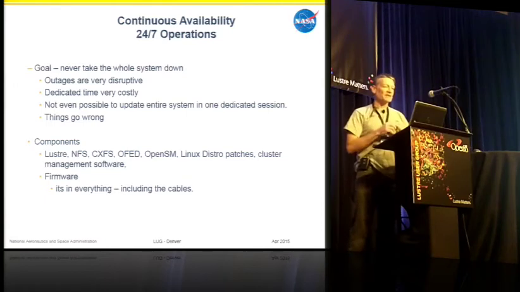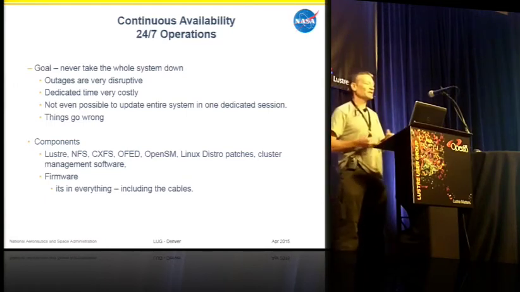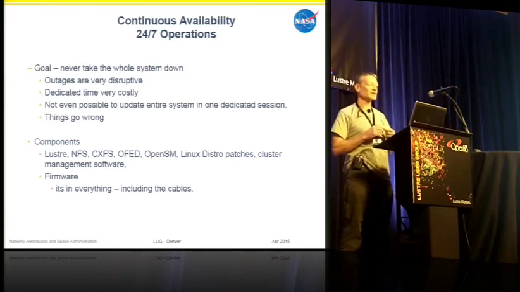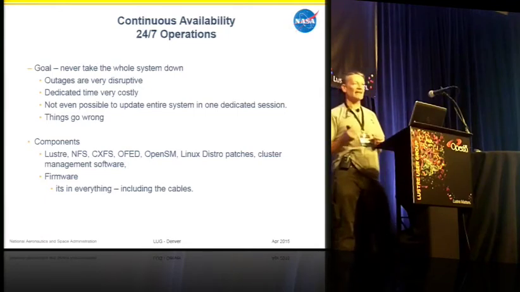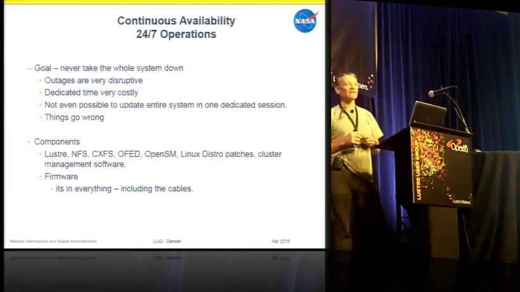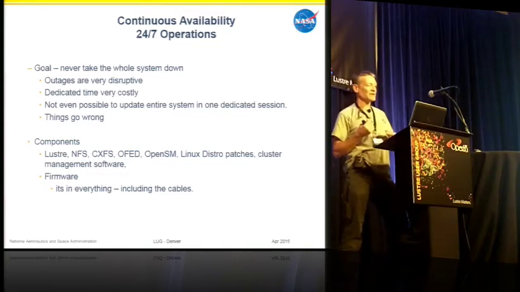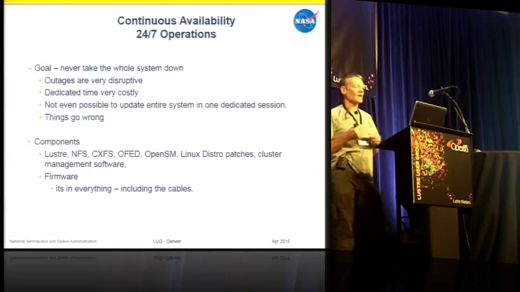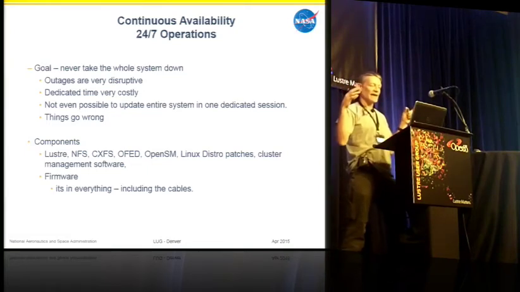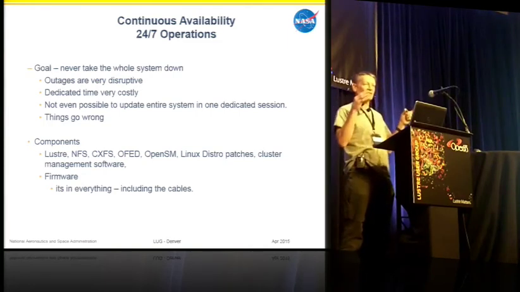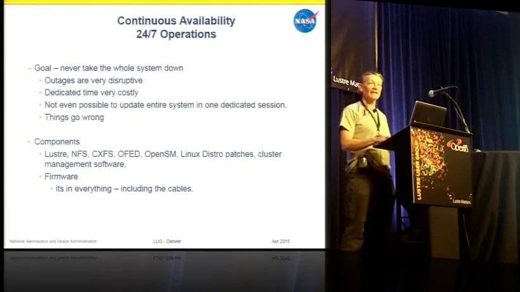So within this, we have this concept of continuous availability. We never want to take the whole system down. Outages are disruptive to users, and the dedicated time is very costly. So what we tried to come up with is a way to do all of our updates incrementally. That's the client images, the Lustre file systems, all the different elements of that instrument. They all have to have software updates, and so we try to figure out how to do it without taking dedicated time.